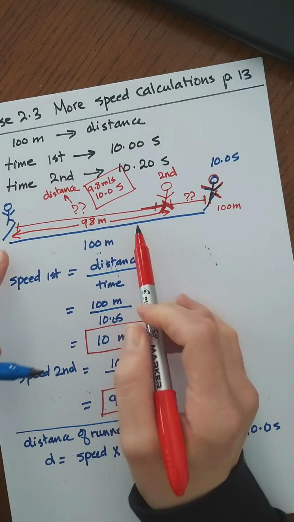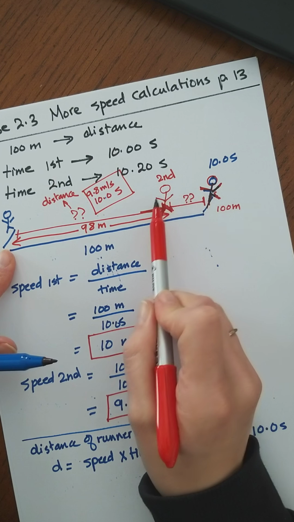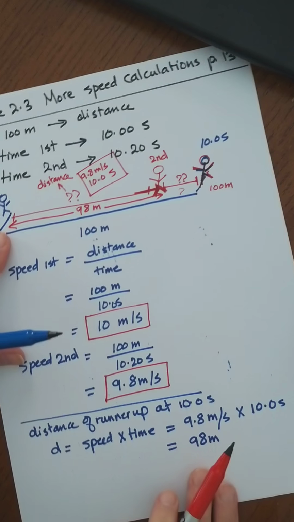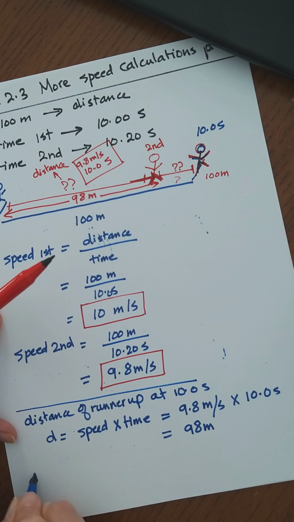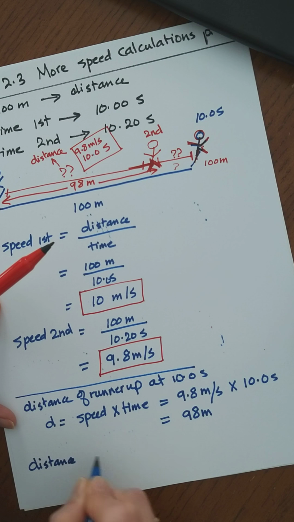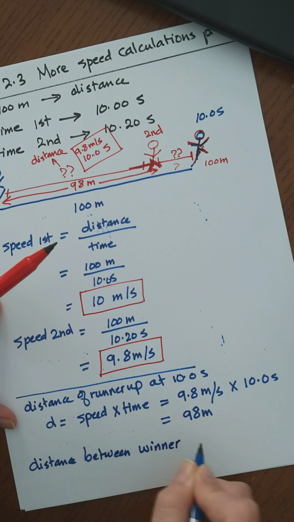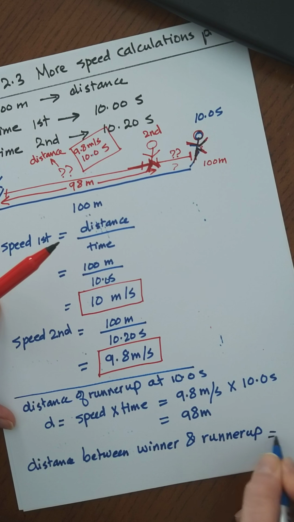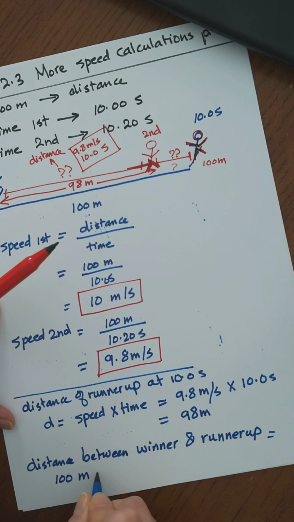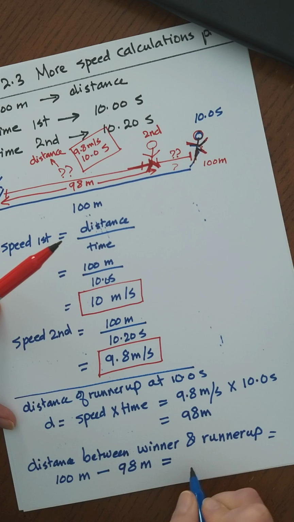Now, we're not asked to know where he was in the race. We were asked to know how far he was behind the winner. So we need to know this distance here. The distance between the winner and runner-up equals 100 meters minus 98 meters, and the answer is 2 meters. Okay?